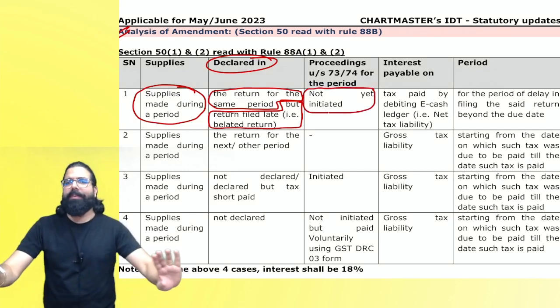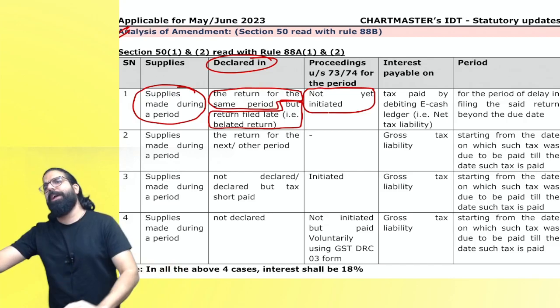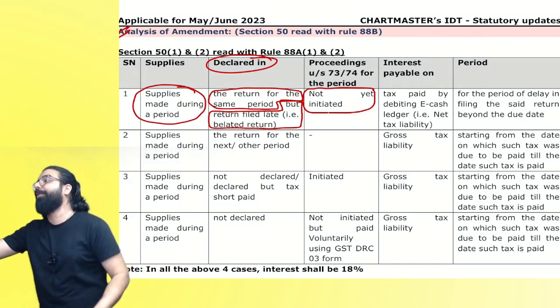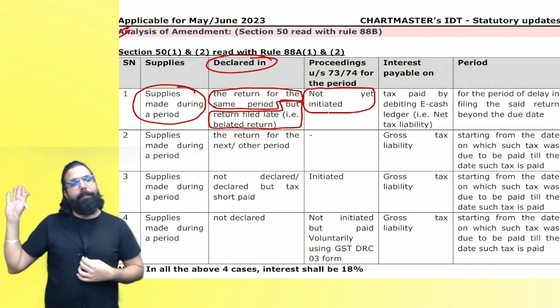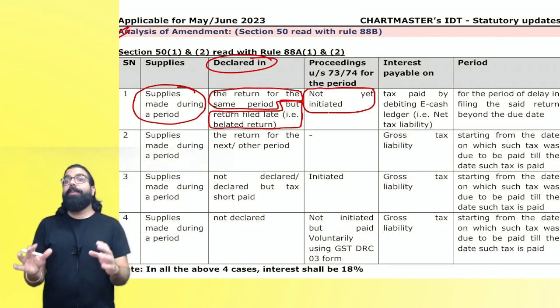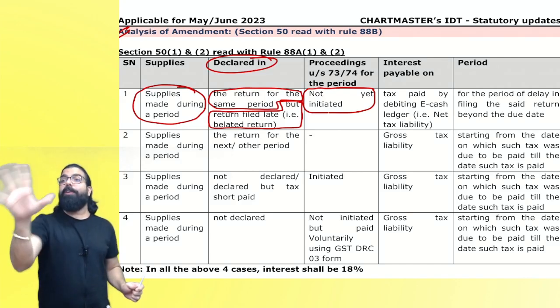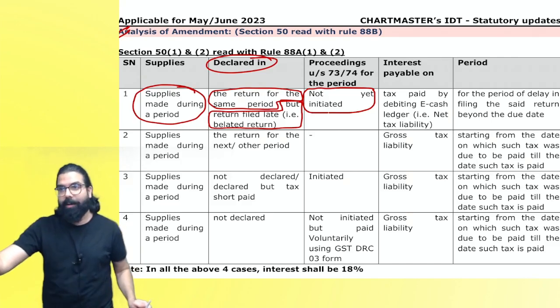There is no proceeding. Officer has not gone ahead and initiated any proceeding under section 73 and 74, means officer has not done any demand order. Baba, 73 and 74 will come in CA Final, but I'll tell you now, officer has not gone ahead and caught you and given you a demand order. Are we clear? No proceeding started.